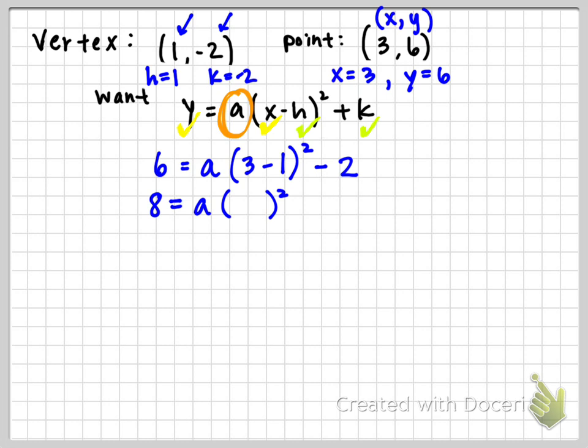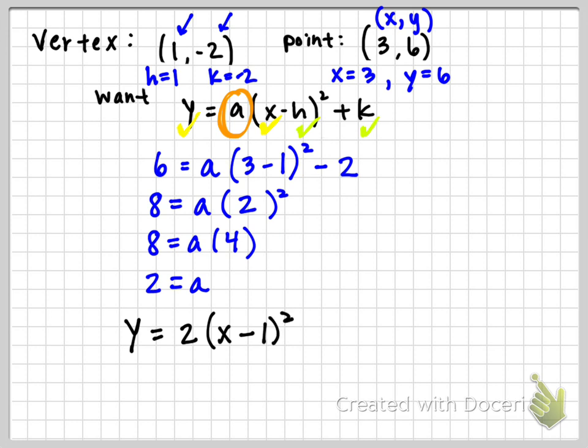3 minus 1 is 2. Then I'm asked to square this. So I have 8 is equal to a times 4. But how do I get rid of multiplication? Divide. So I have 8 divided by 4 is 2. 2 equals a. Final answer, let's go back to the question. y equals 2 times (x minus 1) squared minus 2. That is our vertex form of this equation.